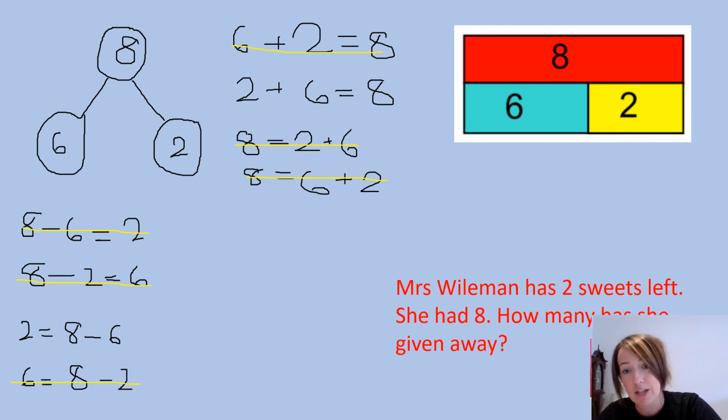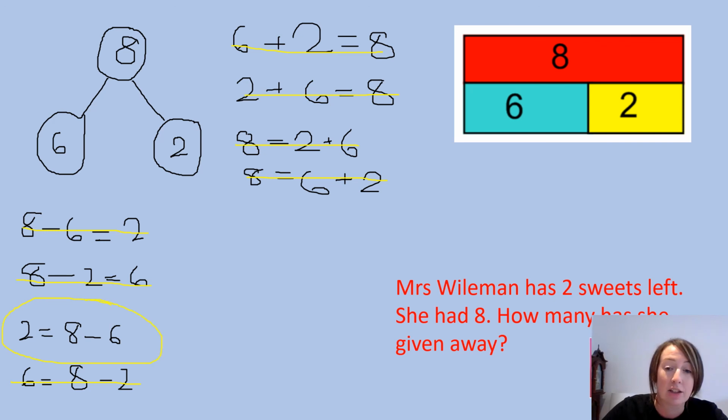Now my next question is, am I adding or am I taking away? I've got 2 sweets left. I did have 8. So what's happened? Have I added on more or have I taken some away? Taken some away. Someone's already eaten them and it wasn't me. So it's this one. Mrs. Wildman has got 2 sweets left. I started with the 8. How many's given away? I've given away 6. That's because I'm so kind and lovely.